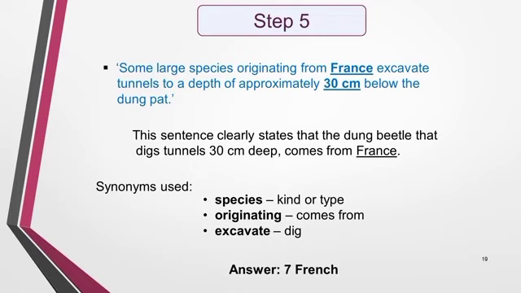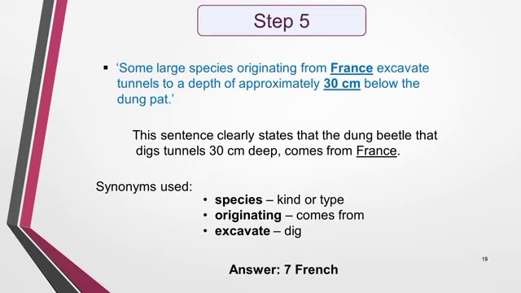I then look at the diagram to identify which label relates to the 30 centimetre deep tunnel. It's labelled 7, so the answer must be 7 French. I fill in the answer and cross through French in the word list.